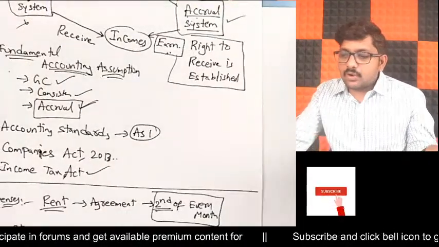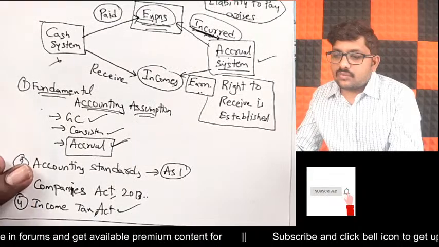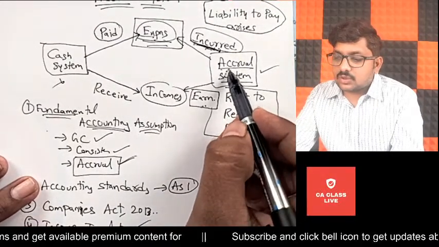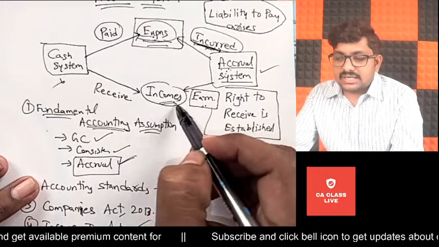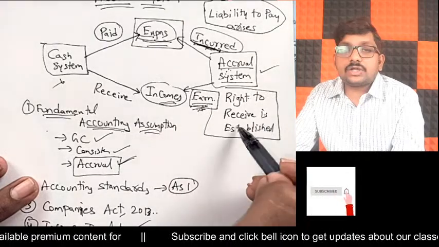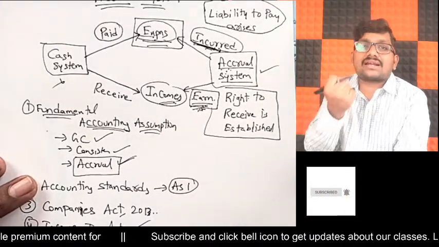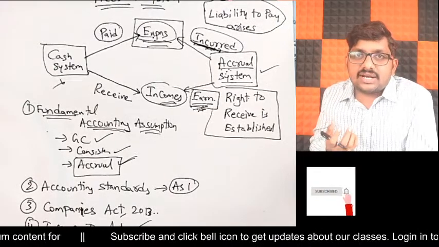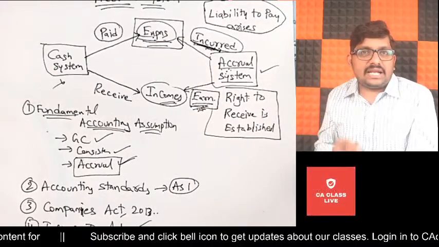What is it about incomes? What is it telling us? Just now we have discussed at the beginning of this class, friends, what the accrual system says. The accrual system says recognize your income only when it is earned. Earned means what? Right to receive is established, when you get the right to take the money. When you say it is your money and you have the right to take it, you say it is earned.